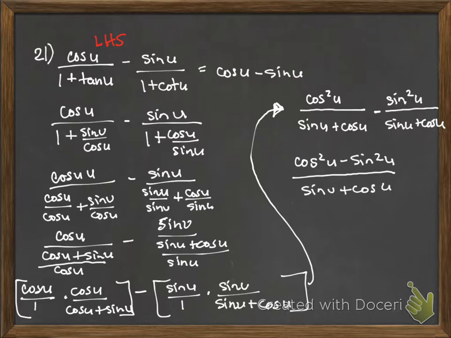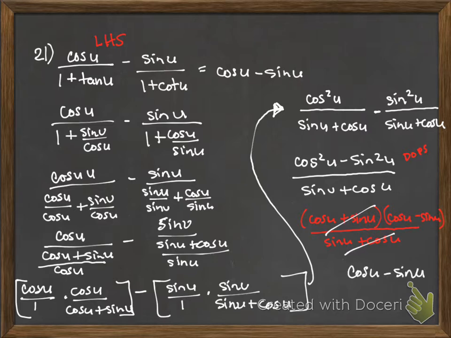And believe me, I almost have it because in the numerator is the difference of perfect squares. So I can factor this out to cosine u plus sine u times cosine u minus sine u, and this is all over sine u plus cosine u. Okay, remember I can strike out binomials if they are exactly the same. So cosine u plus sine u and sine u plus cosine u are both the same. So my answer is cosine u minus sine u, which is my right-hand side. So it took a while to get there, but that is the answer.